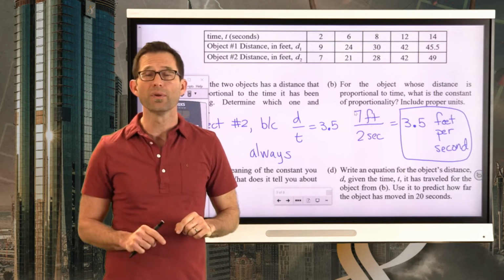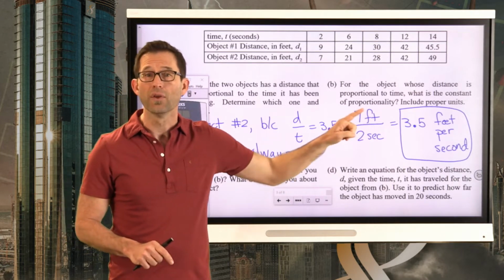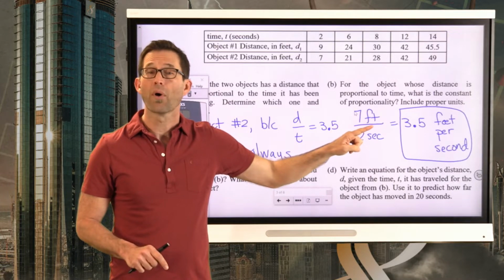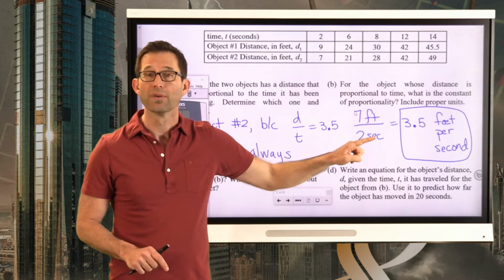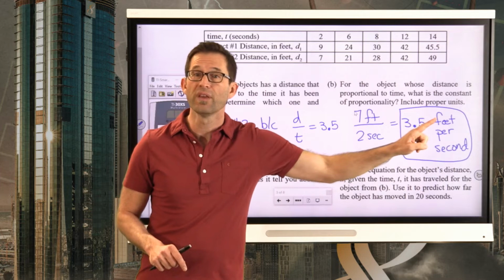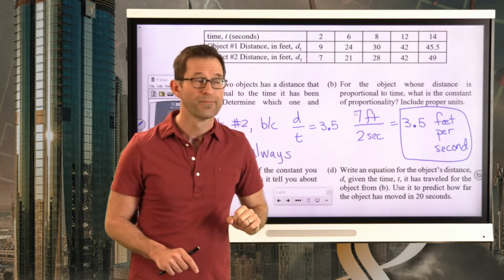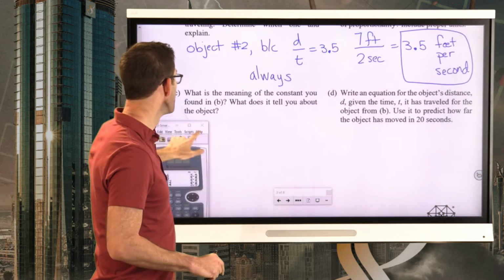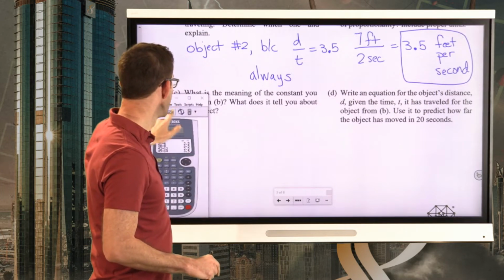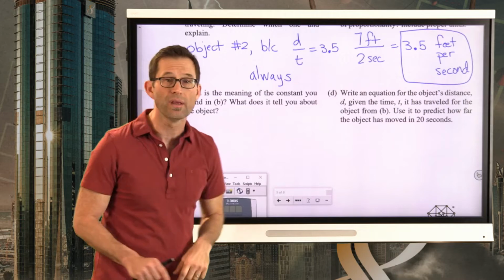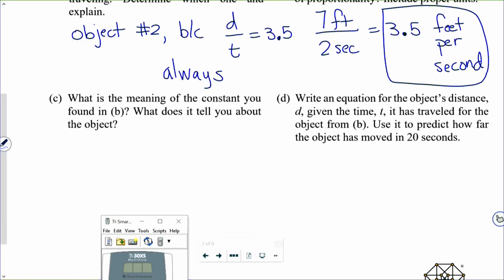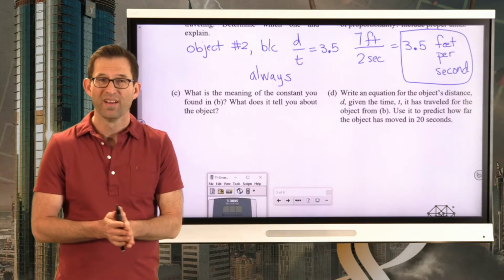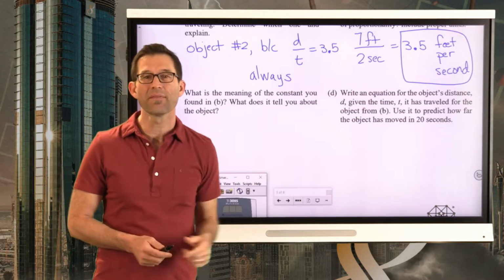You always want to read the units of a ratio or a rate as the units of the numerator, the fraction bar is the word per, and then the units of the denominator, 3.5 feet per second. Now, what's great about having the units there is it makes part C pretty easy. Let's take a look at C. What is the meaning of the constant you found in B? What does it tell you about the object?